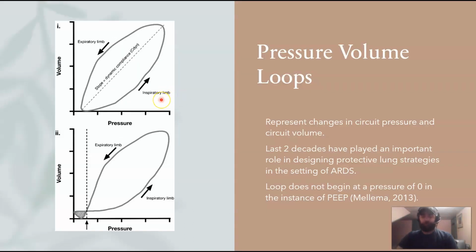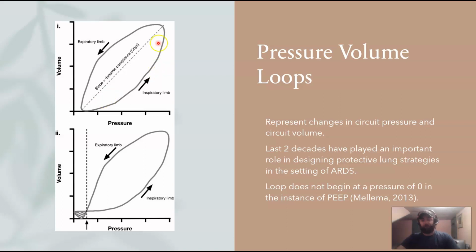So pressure volume loops. This represents a change in circuit pressure and circuit volume. Over the last 2 decades, they've really played an important role in designing protective lung strategies in the setting of ARDS. If the loop does not begin at a pressure of 0, that's in the instance of PEEP. So in the instance right here, as you can see, that loop actually starts a little bit higher. So if you have 5 of PEEP, it's actually going to start at a +5. If you have no PEEP, as you can see, it's going to be right on this line here.